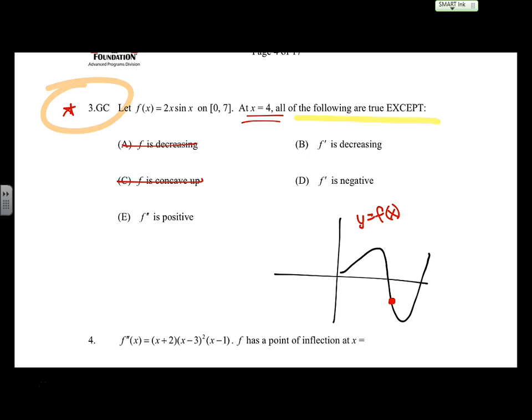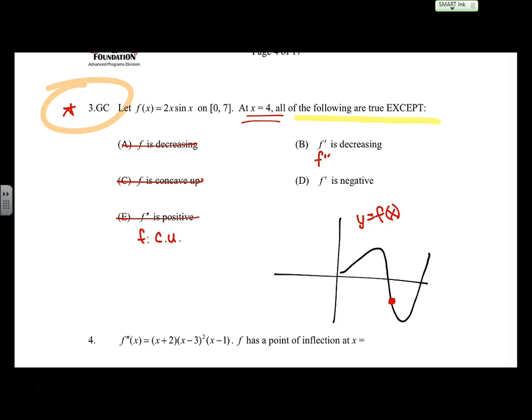What do we know? F is concave up. Is that true? Yes. Forget that one. F prime is decreasing. That's in a forever card. Can anyone attach it? F prime is decreasing. When does that happen? When f double prime is negative.